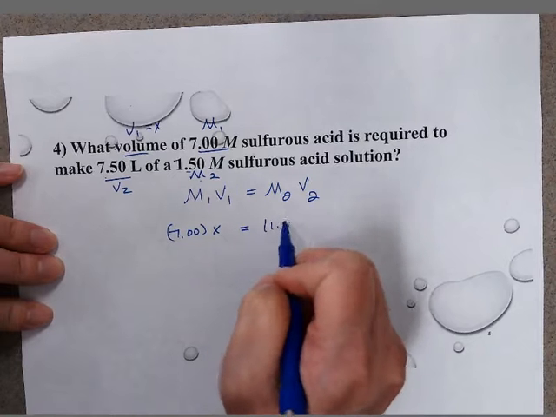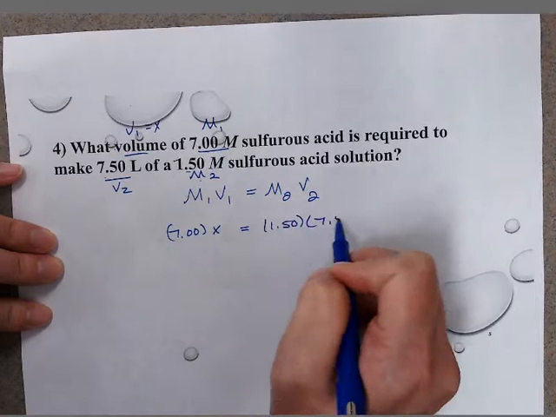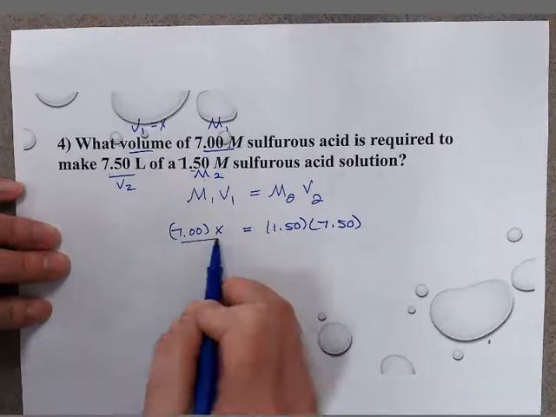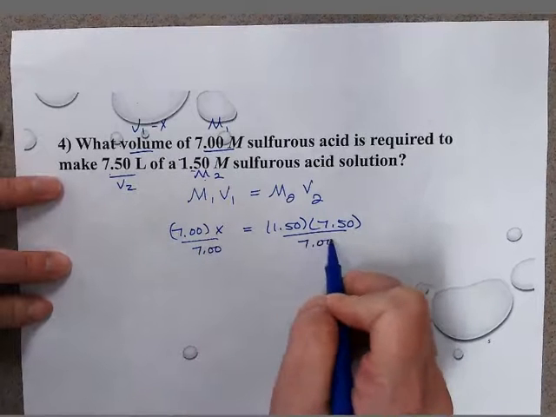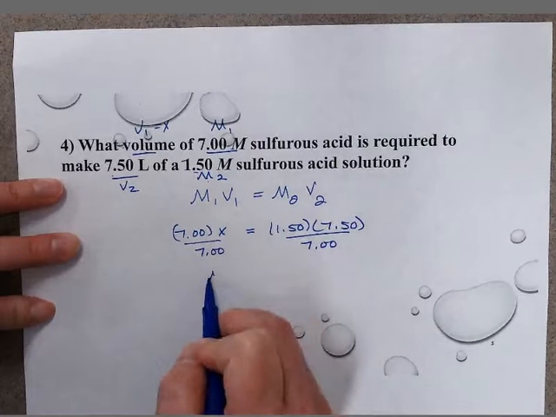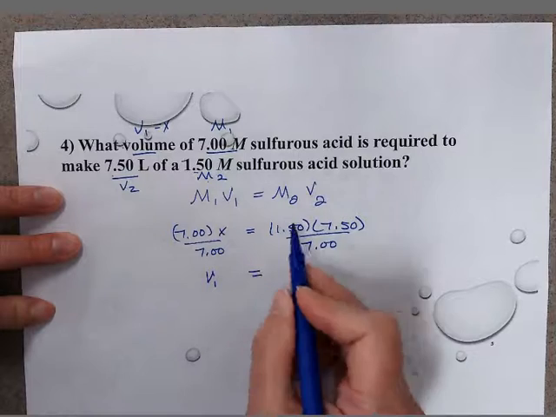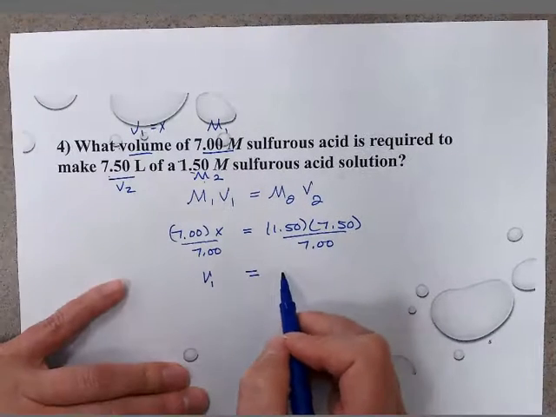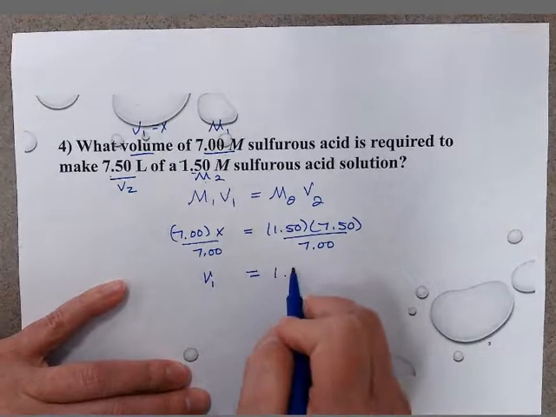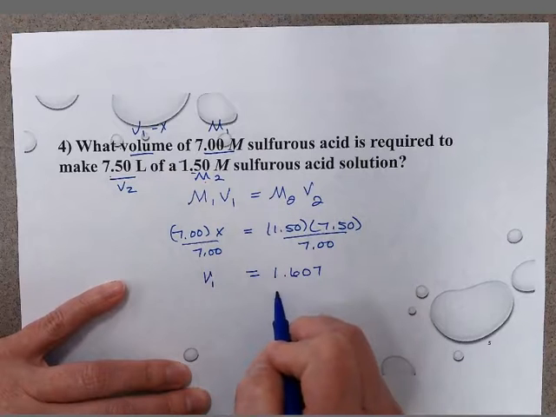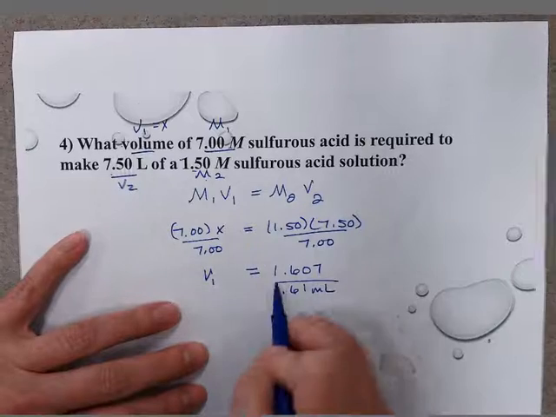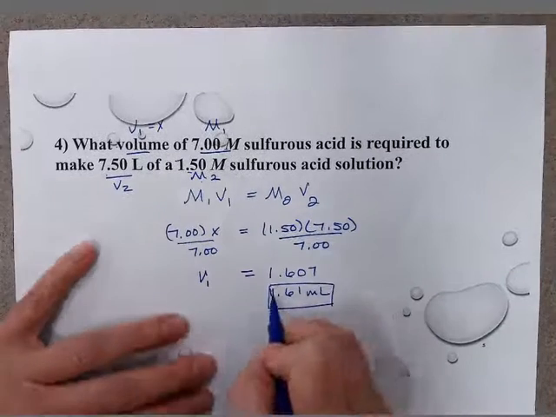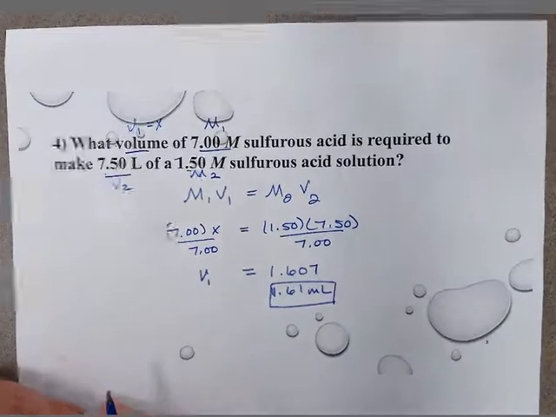All right. So we have the 7 and the 1.5. And then this is a multiplication, so we have to undo multiplication by dividing. And then we find that the initial volume, multiply, multiply, divide, and we get an unrounded answer of 1.607. And then this is rounded to 1.61 milliliters as our final answer. Oh, there's the 1. Okay, and that's how you do dilutions.